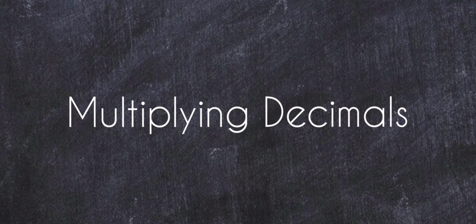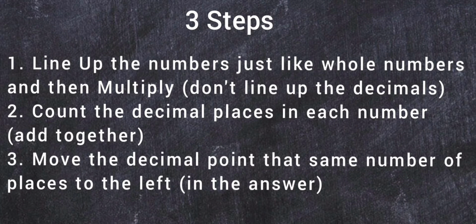Let's talk about multiplying decimals. First, line up the numbers just like whole numbers and then multiply. Next, count the decimal places in each number. Finally, move the decimal point that same number of places to the left.